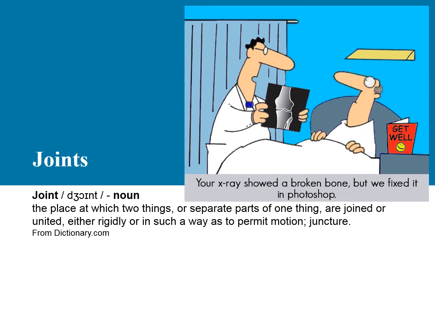For this video, we're interested in another definition. A joint is also a place where two things are united together, either rigidly or in such a way to permit motion. This is Chapter 8 on joints in your anatomy and physiology class. The two things that are united either rigidly or in such a way as to permit motion are the bones. Let's get started.